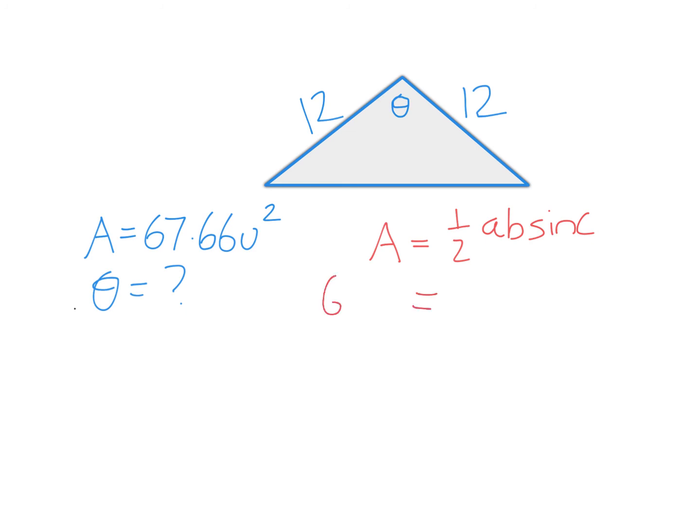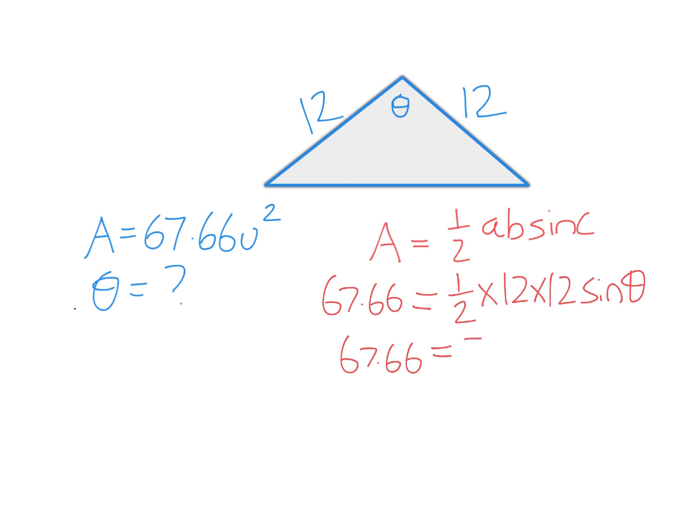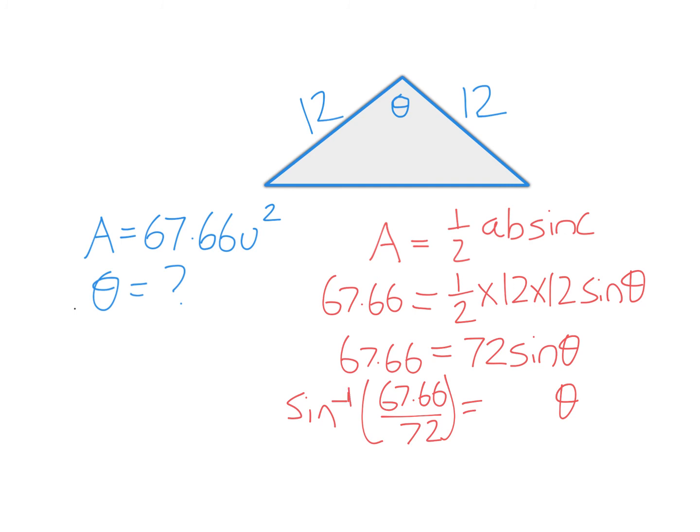So the area here of 67.66 equals half AB sine C. So, of course, a half times 12 times 12 is equal to 72. So all we do now is divide each side by 72, and that gives us sine theta. So when you've got sine theta equals something, what we do is take the sine inverse of both sides. So here, theta will just be the sine inverse of this, and that will give us an answer of roughly 70 degrees. All right, easy as.